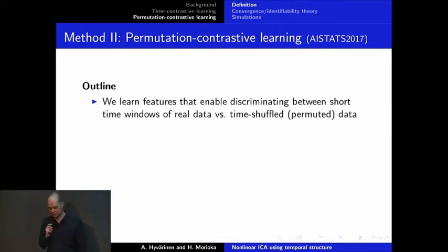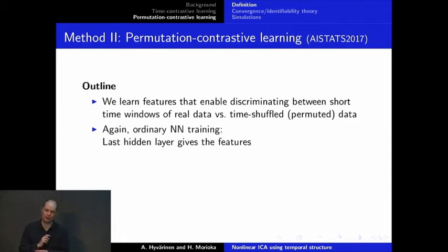Okay, so that was the first method, time contrastive learning, and now the second method, permutation contrastive learning. Here, we again formulate a classification problem from a completely intuitive viewpoint, and then we show how it estimates nonlinear ICA. We formulate a classification by saying that we learn features that enable discrimination of two kinds of data. One is short time windows of the real observed data versus short time windows of data where we have completely time shuffled the data, so permuted the temporal ordering of the time points, thus destroying the temporal structure.